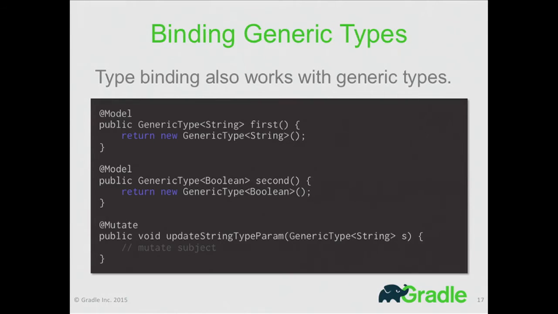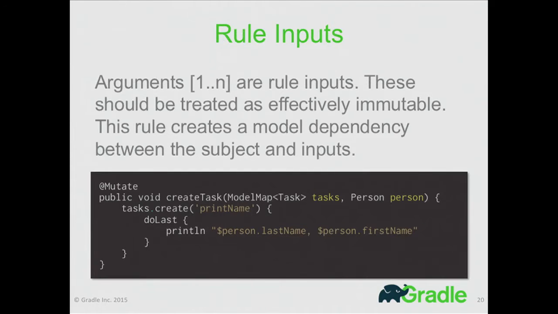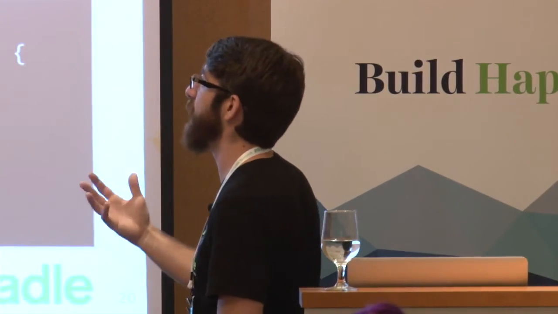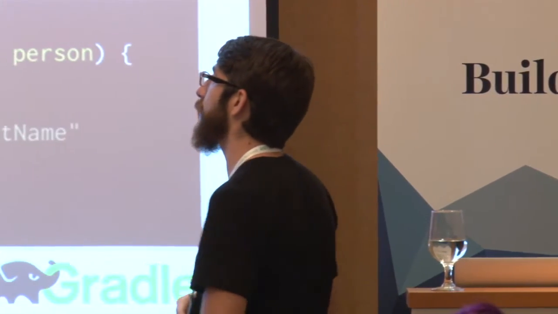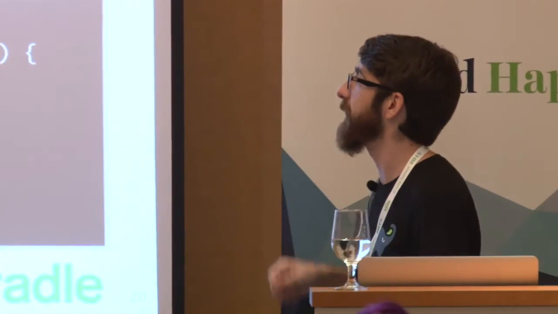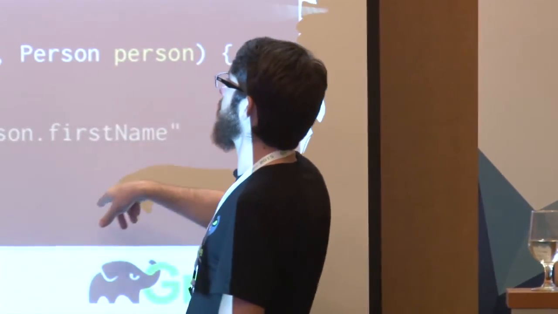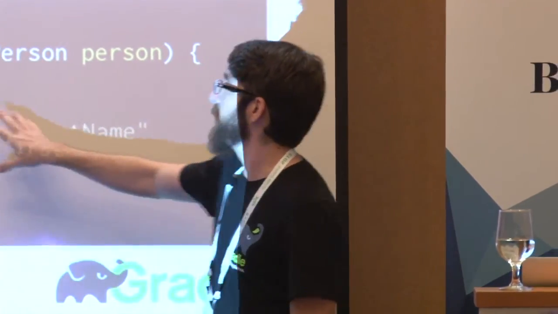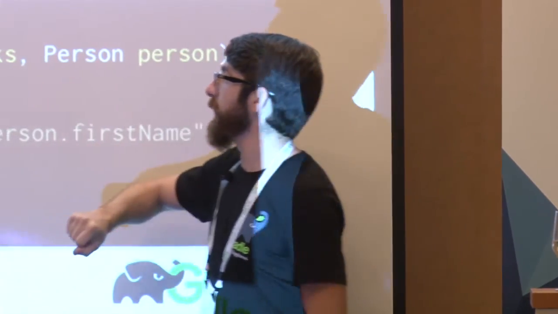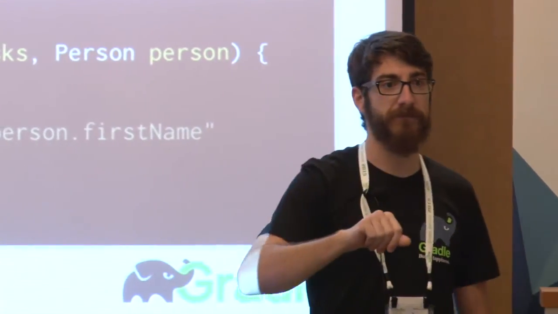You provided an implementation for that object. Technically here, I could modify that person. This is why we talk about the managed model, and the eventual goal is to say, define all your model elements as being managed, and then Gradle will take care of the immutability problem for us. We'll talk about that a little bit later. But what this means is that this creates a dependency between this element of the model and this element of the model.